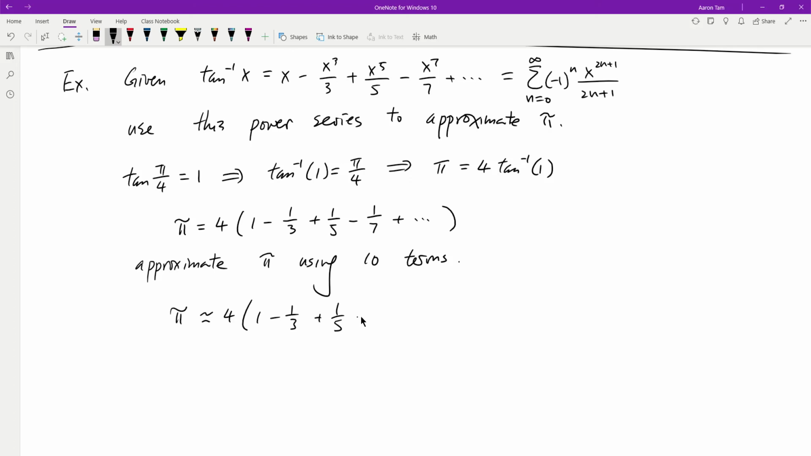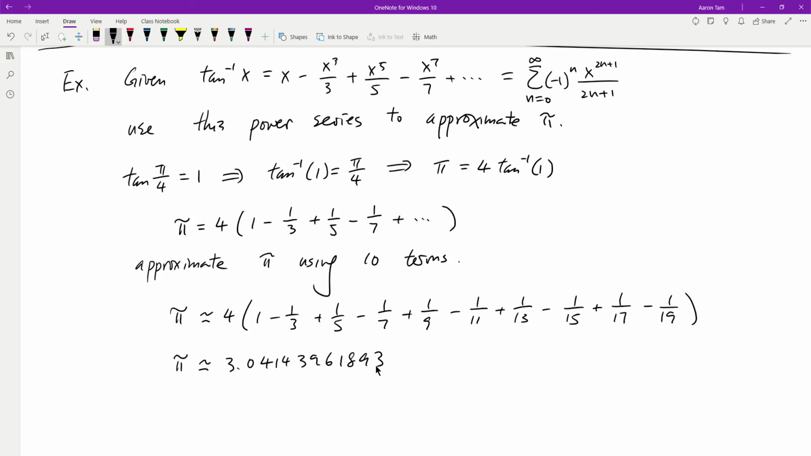That's 3. That's 4. That's 5. That's 6. That's 7. That's 8, which is a minus right here. And 9. And voila, 10. If you take out a calculator and simply type that in and add it up, you should roughly have about 3.0418396189. As you can see, it's not that close to pi, because pi is 3.14.